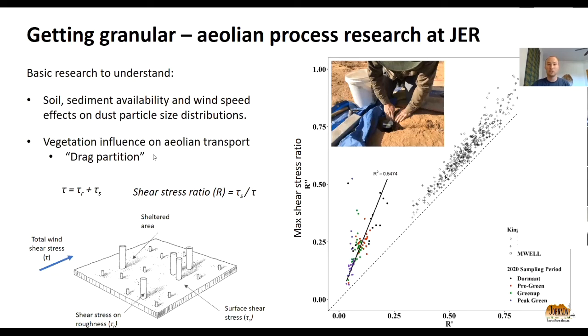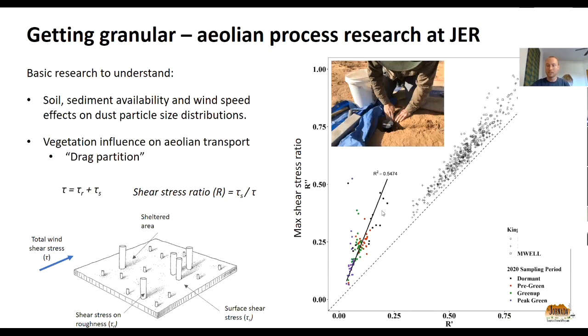Between February and June last year, we buried an array of pressure transducers in the soil over the Jornada network site. We had 27 of these at random locations. And these pressure transducers were calibrated to measure the wind friction velocity, which is related to the wind shear stress.